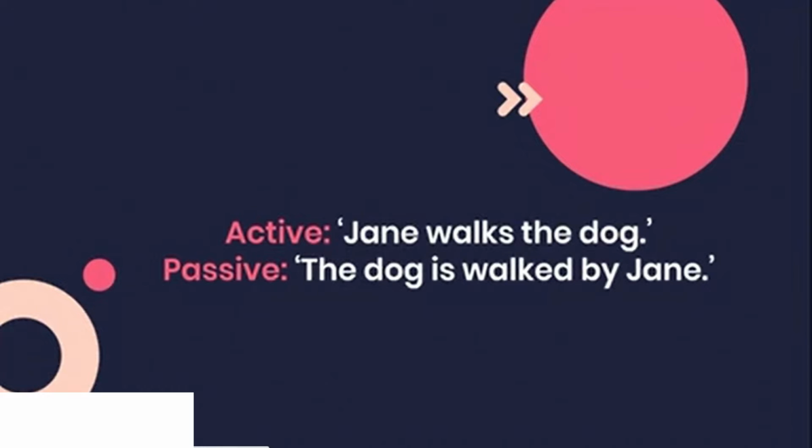Alright, so take a moment to note how some of the words have shuffled around a bit in the passive version. In the active version of the sentence, the word dog was at the end. And in the passive form, it's at the beginning of the sentence. Plus, the active sentence started with Jane, and it seems like that's moved to the end of the sentence in the passive form.